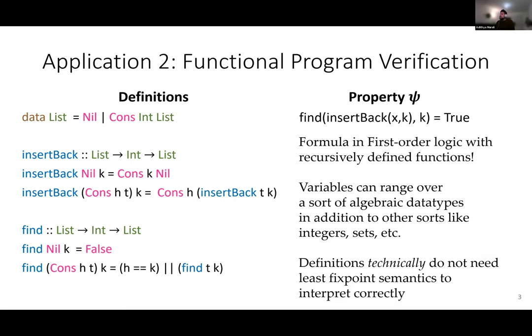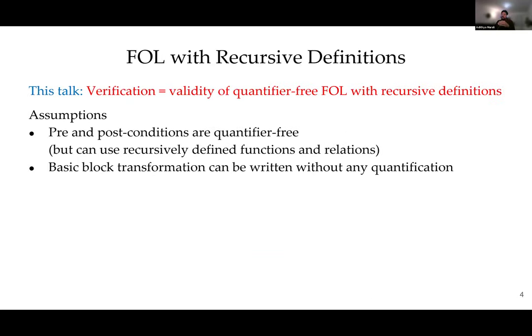And there's a subtlety here in that definitions technically do not need to be interpreted in least fixed point semantics, which was true in the imperative program verification world that we saw. We're going to highlight this difference for now, and we'll come back to this later if you have any questions. So over these two application domains, there's a common pattern that's emerging, which is that verification problems can be understood as the validity of a quantifier-free first-order formula with recursive definitions. There are a couple of assumptions that I'm making here. I'm assuming that pre and post conditions are quantifier-free, but they can, in fact, use recursively defined relations and functions.